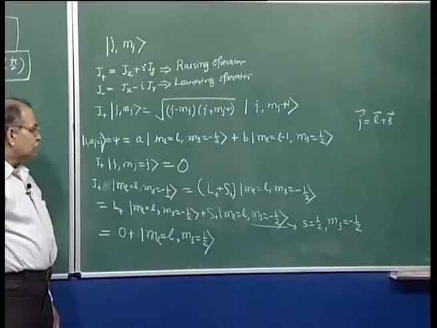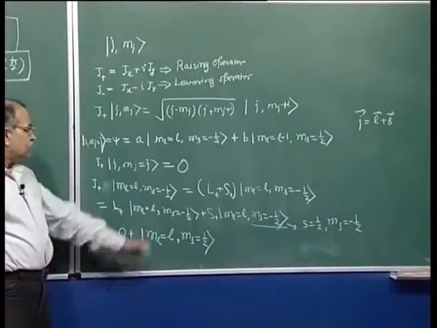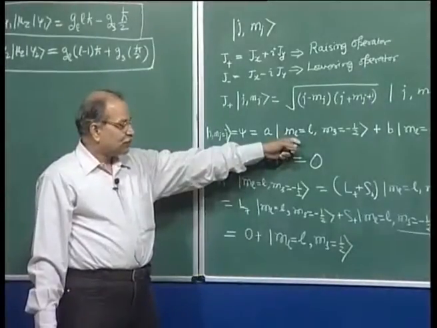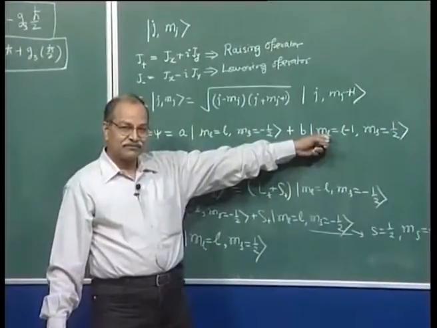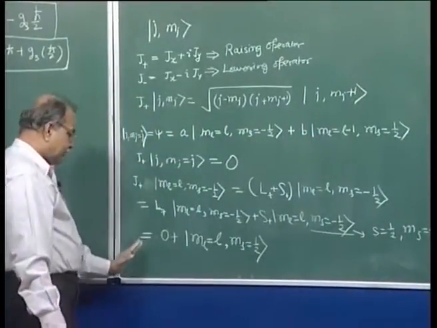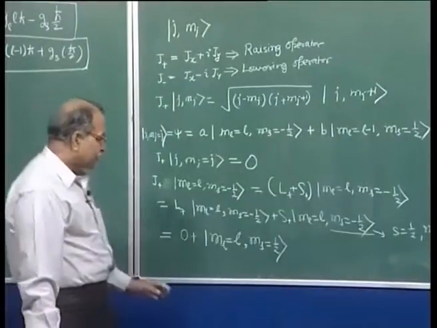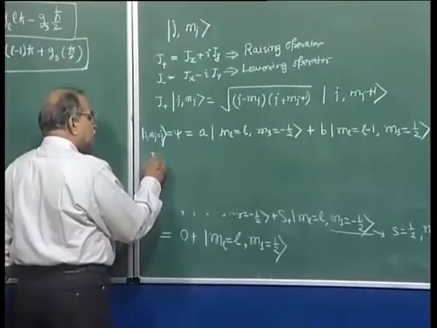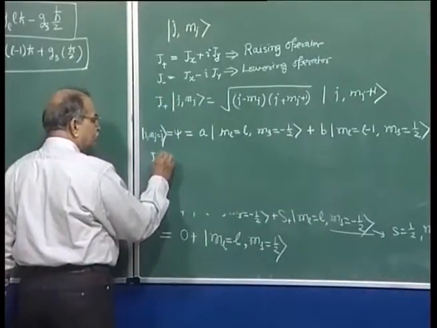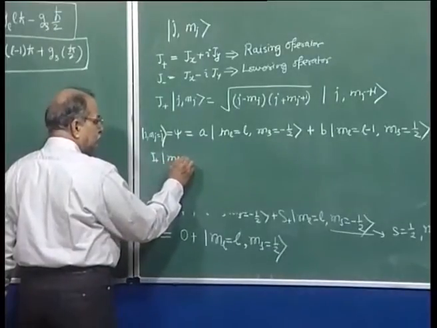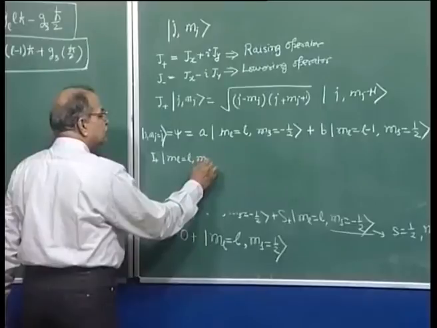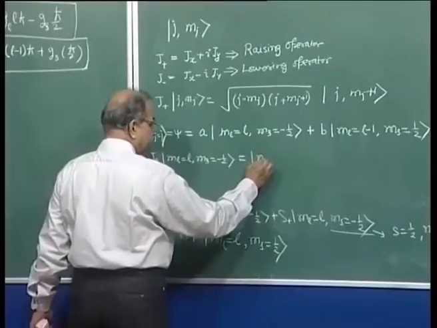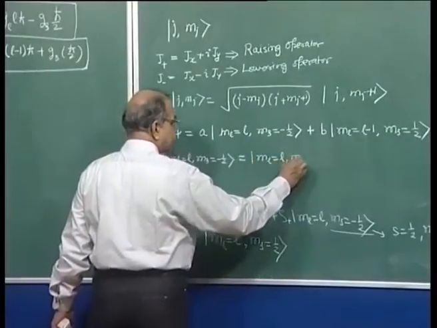Okay. So, I have operated J plus on the first term here. I have to yet operate J plus on this one. So, keep this in mind, J plus on the first. Let me do it here. J plus operating on ML equal to L, MS equal to minus half. This I have done, and what I get is ML equal to L and MS equal to plus half.